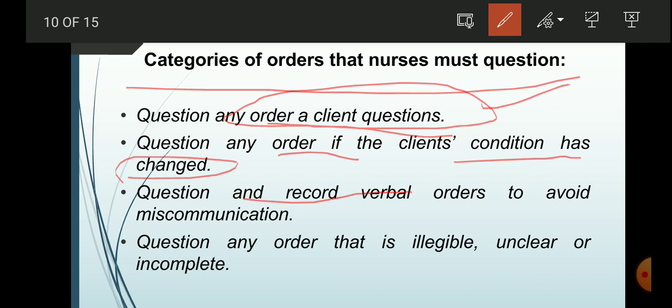Question and record verbal orders to avoid miscommunication. Especially, guys, if the doctor is in the emergency room or the operating room and he is the only one on duty, then usually when an emergency case happens in the ward, they are allowed to give verbal orders or telephone orders, but you really have to document it to avoid miscommunication. You also have to question an order that is illegible.